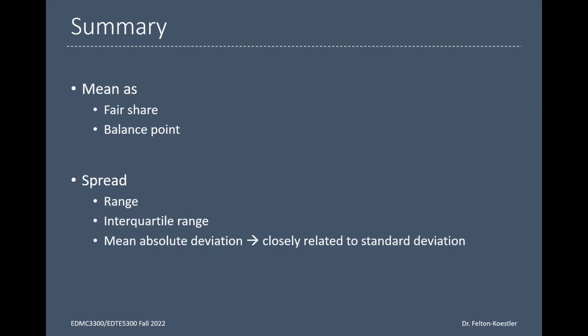We briefly mentioned range. We've talked about interquartile range before with box plots. And then we talked about how this balance point definition of mean can really help us think about this statistic called the mean absolute deviation, and then how that is related to standard deviation. So hopefully that's helpful in thinking about where these terms come from, what they mean, what the various formulas you've learned in school mean, and what they can kind of tell us about data.